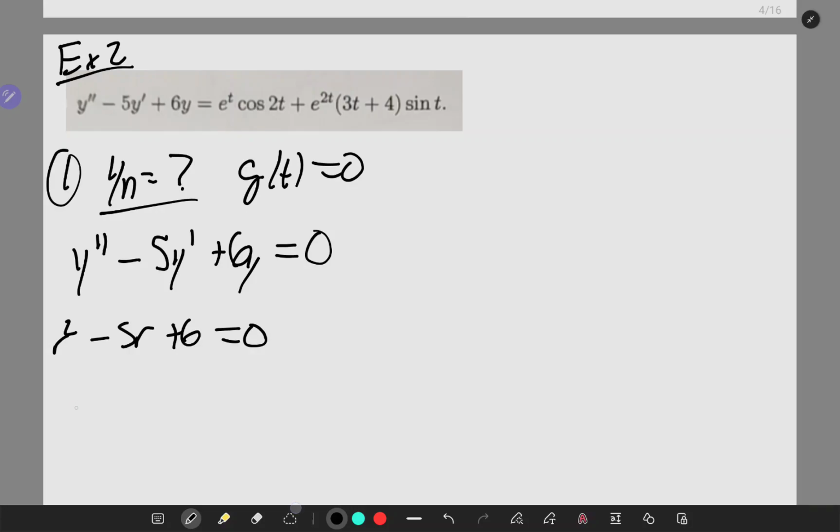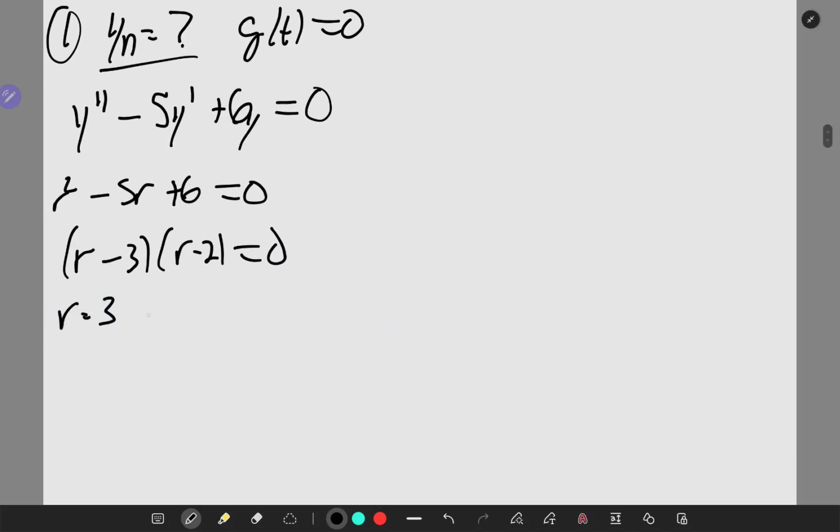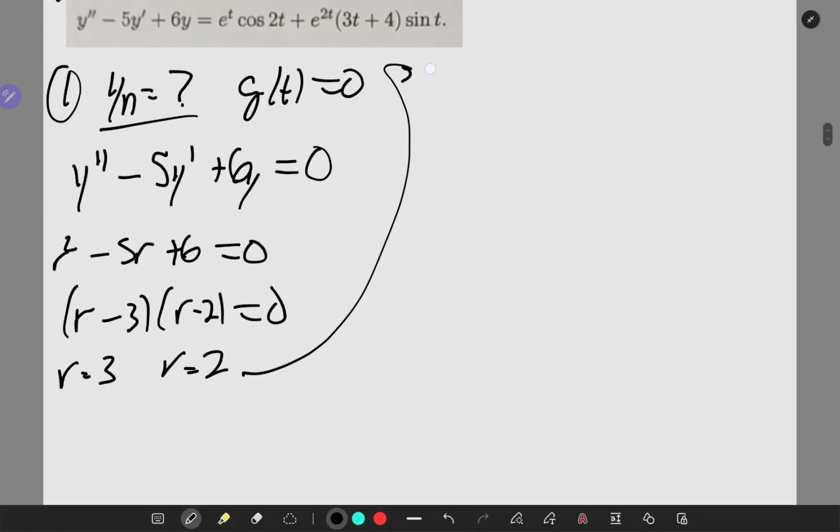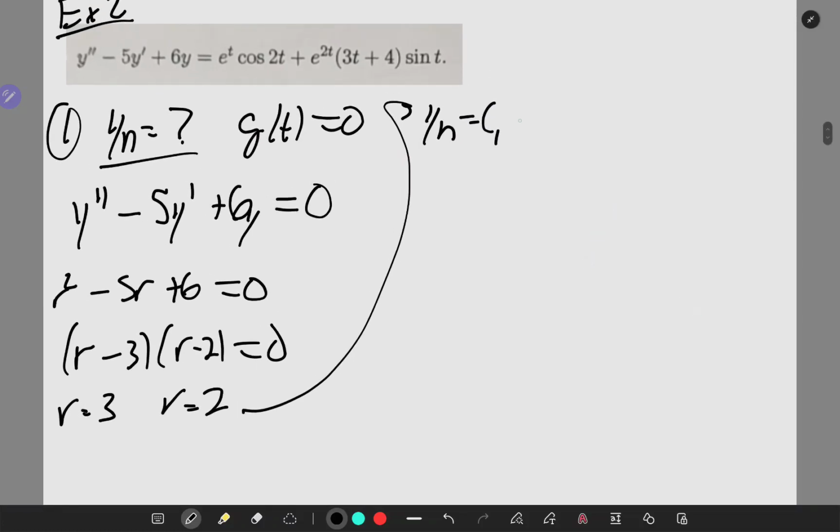I think this factors nicely. R minus 3 times R minus 2. Yep. So then R is equal to 3 or 2. So then our y sub h would be, I'm doing this part really fast because we should be pretty familiar with this, C1 e to the 3t plus C2 e to the 2t. If you have any trouble with this part, please go back to my previous second order videos and watch those.